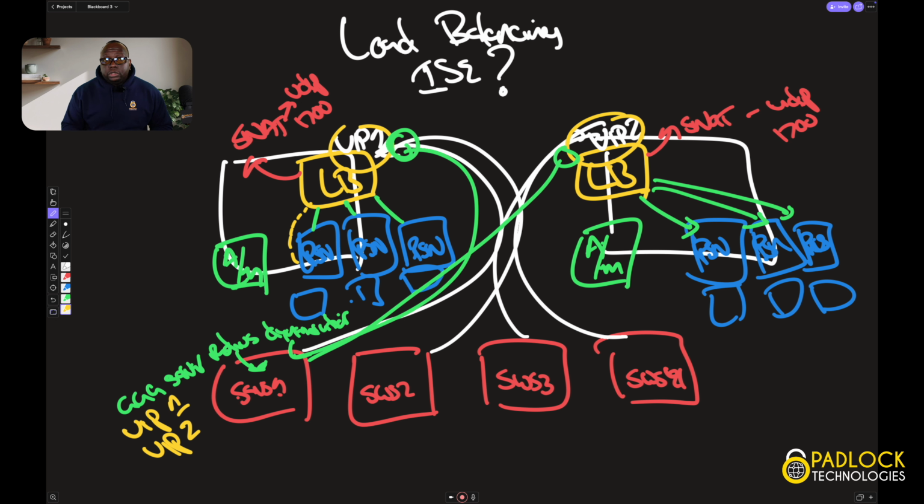Like if you only want 2 PSNs on each side and you're never going to grow past that, then you can have the admin and monitor node be the same. But once you start trying to add like 10, 20, 30 PSNs, now the admin node and the monitor node need to be separate nodes, not separate PSNs, but separate nodes. So that's when you would do load balancing for an ISE deployment.